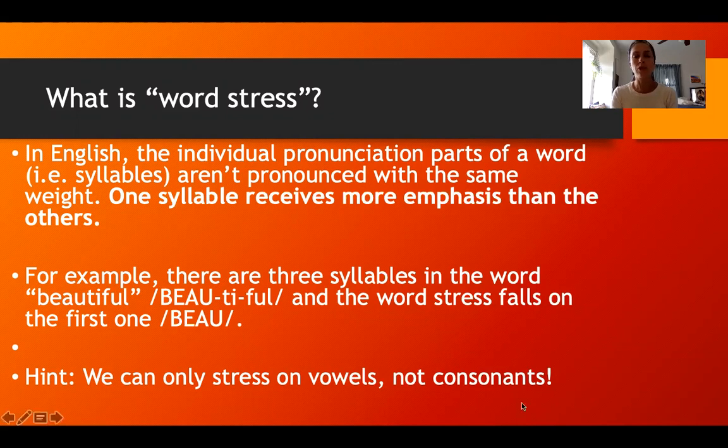So we can only stress vowels. We do not stress consonants. If you look at how beautiful is broken down, we have a vowel in this first syllable, a vowel here with the I, and a vowel with the U. So we have beautiful. We cannot divide it based on consonants. So we don't really pay attention to the T or the F. Okay?